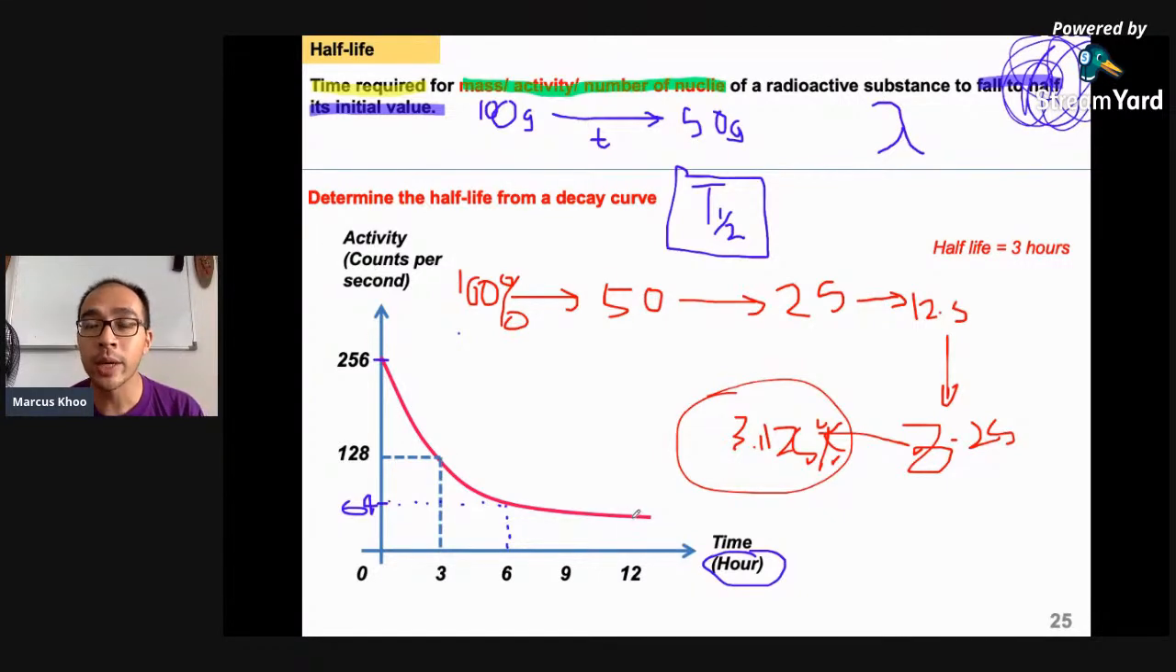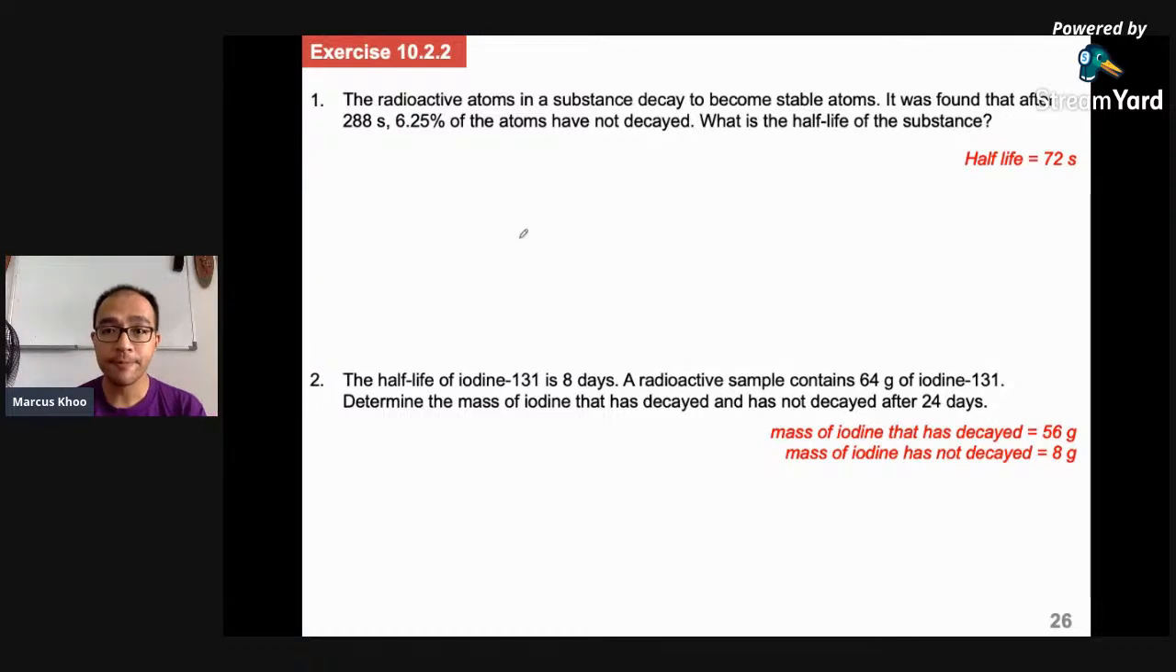It is the amount of time for it to fall to half of its original value. And we can determine it from either a decay series like this or from a curve. I'm spending a significant amount of time explaining this because this is a very important part in radioactivity, knowing how to count the half-life. So let's take a look at a couple of questions. I want you to take a look at the questions and then we will listen.